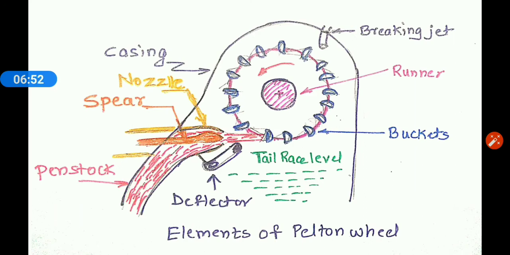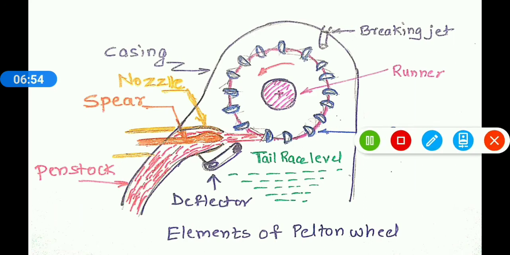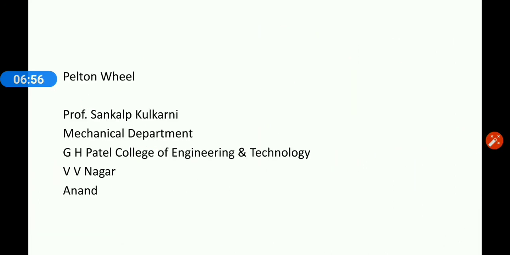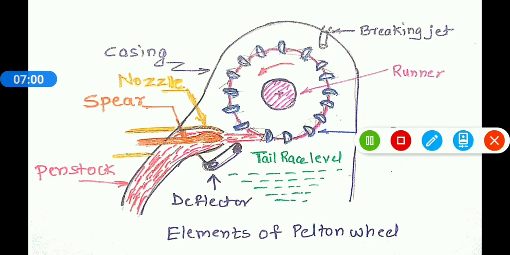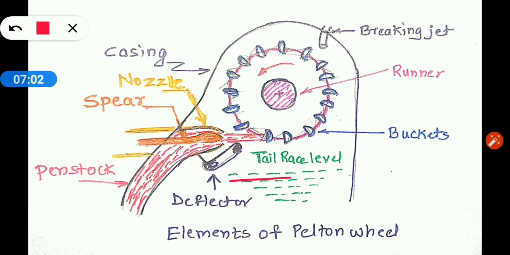Okay. So after buckets, then tail race level. Now what is the tail race level? Tail race level is the area where the water finally falls down. So after action, the water will fall down into the tail race.